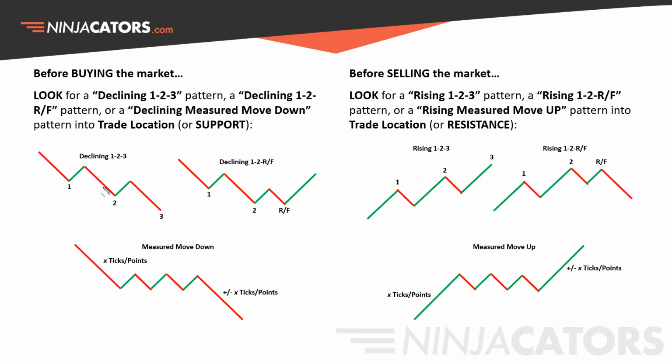So what I've done is I've narrowed it down to when I'm looking to buy the market. I'm looking for a declining 1, 2, 3 pattern, a declining 1, 2 retest and failure pattern. Both of these patterns played out on Michael's charts. I'll show you. I took a screenshot so I can show you.